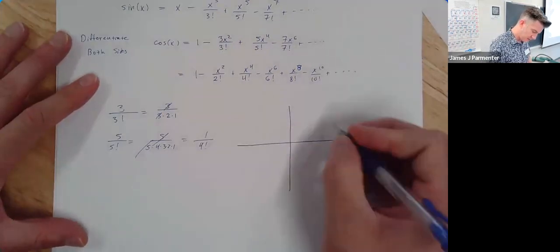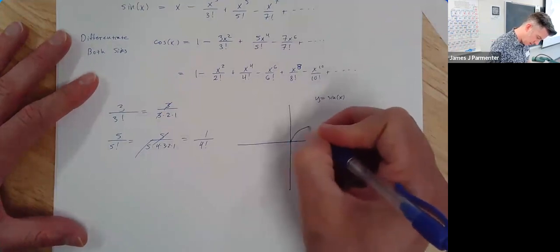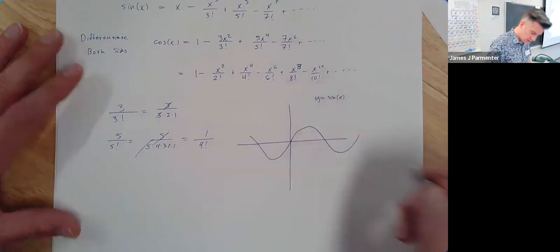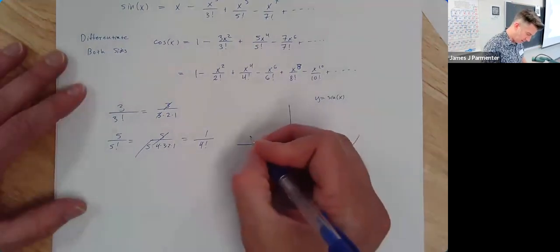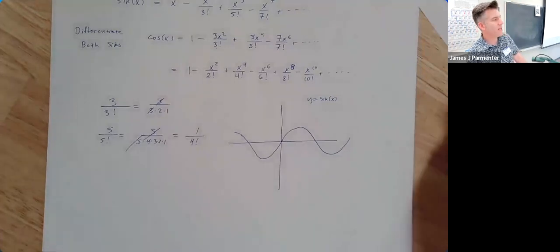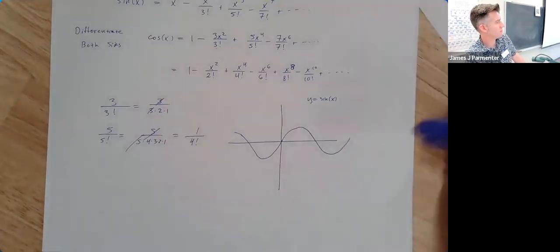Graphically, if I graph sine, it's been a while, here's the graph of sine. Not my best work ever. Let me ask you all: does sine have odd symmetry or even symmetry? I know it's been a while.